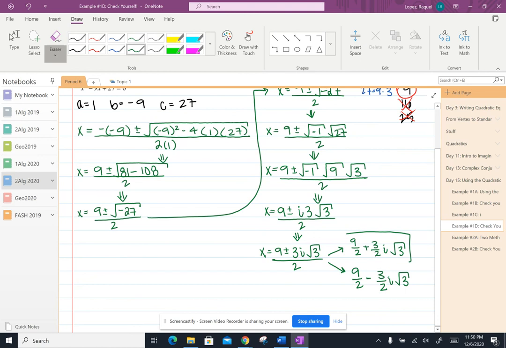So these are my two solutions. I have solved for x. And we can go ahead and try the last two problems.